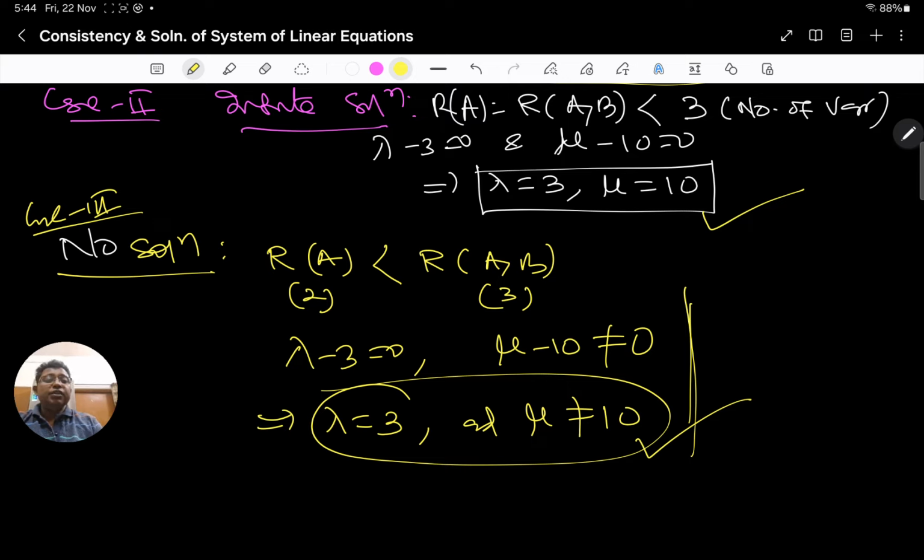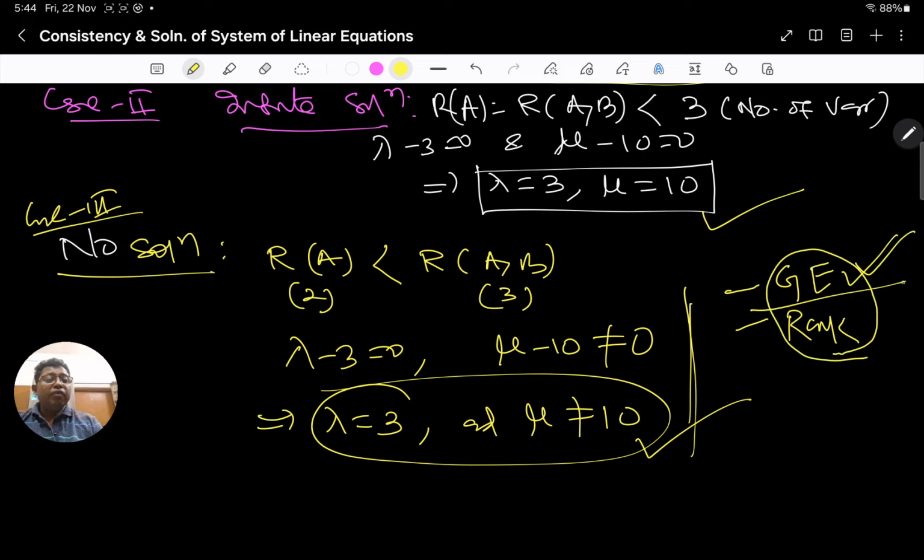Actually, this lecture is in continuation to my earlier two lectures. In the first lecture, I have told you the Gauss elimination method. In the second lecture, I have told you the rank of the matrix. Okay, so this lecture is in continuation to this. Unless you have knowledge of Gauss elimination and rank, you cannot get the thorough knowledge of this. So first you should see these two lectures. And one more thing.